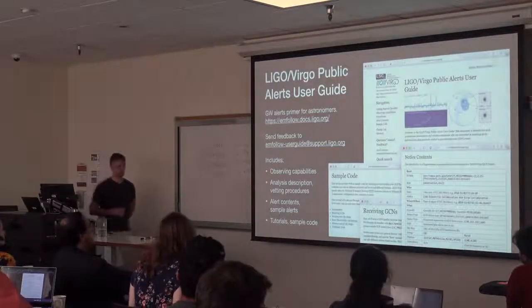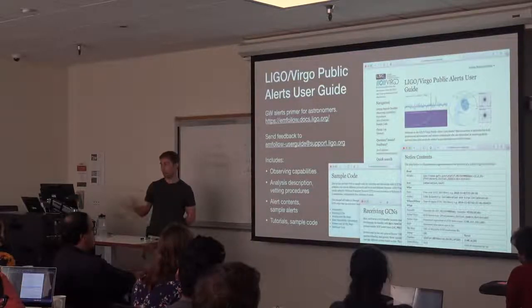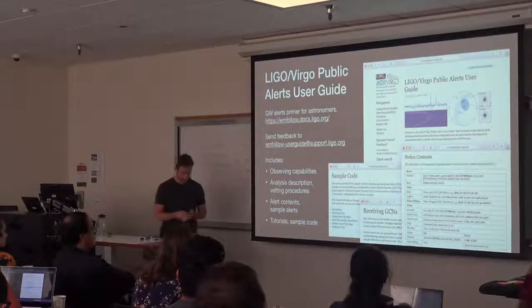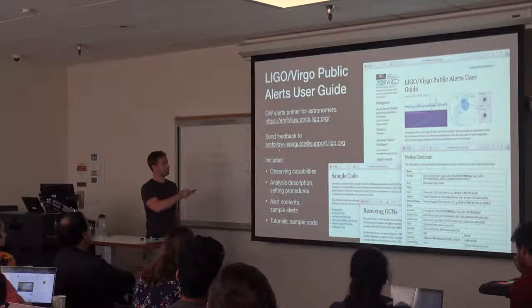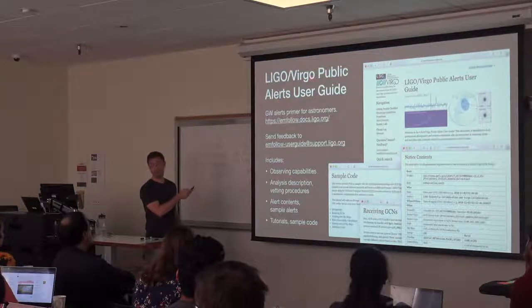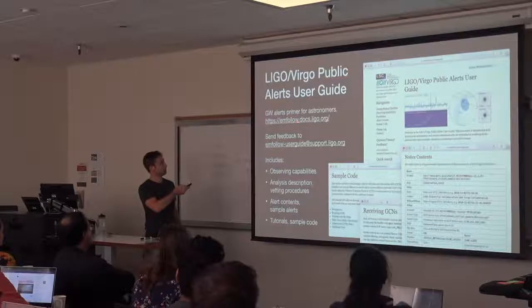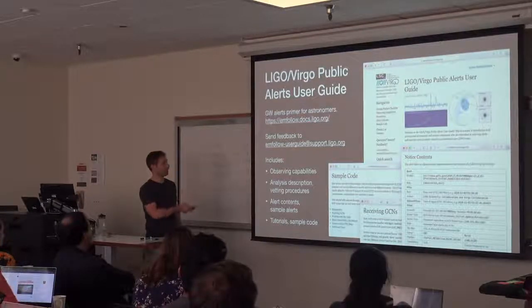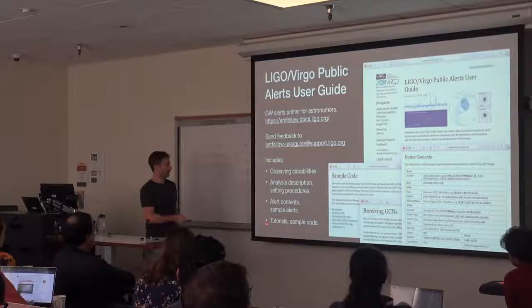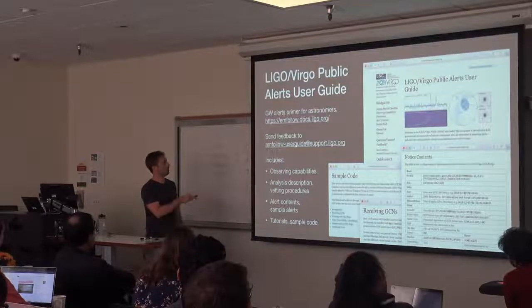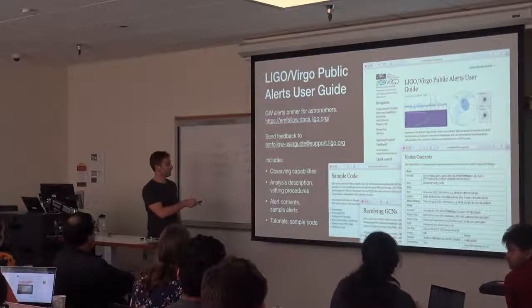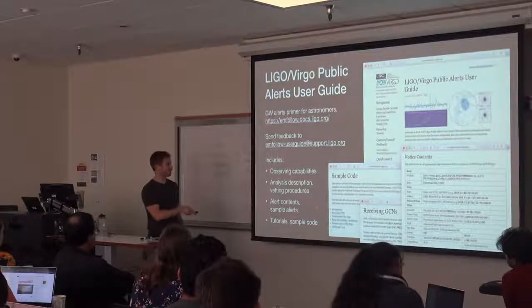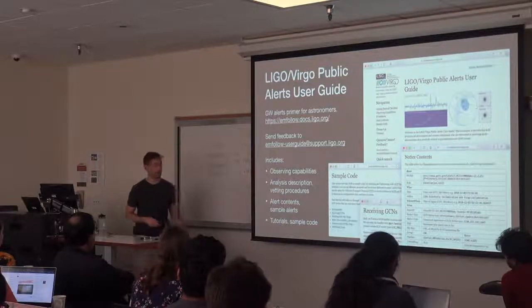So now I'll dig into some technical details of how we write out gravitational wave localizations. And a lot of this material you can find in other forms in this document called the LIGO-Virgo Public Alerts User Guide. The URL is emfollow.docs.ligo.org. Not only is there lots of sample code and tutorials about dealing with LIGO-Virgo sky maps, but there's also information about the current observing capabilities of the LIGO and Virgo detectors, a description of how the analysis works, and tutorials on how to receive the alerts that we're sending.